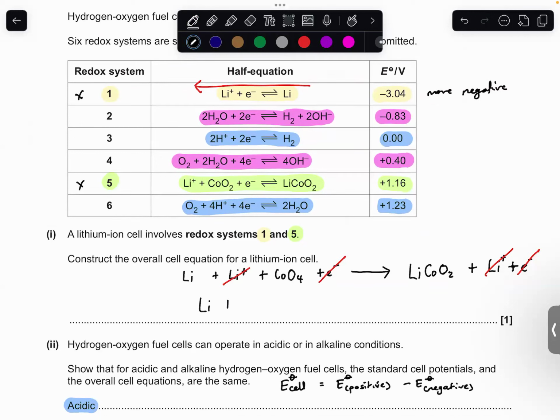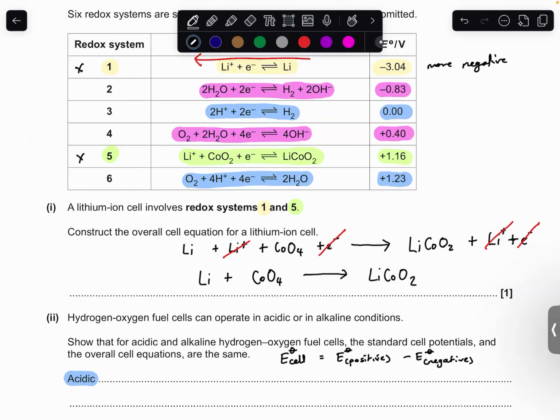Li plus CO04 to give you LiCO02. It's a bit of working out for a 1 mark question. That's how you would do it.